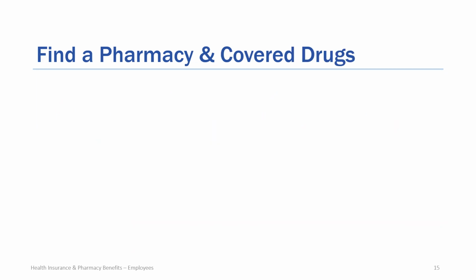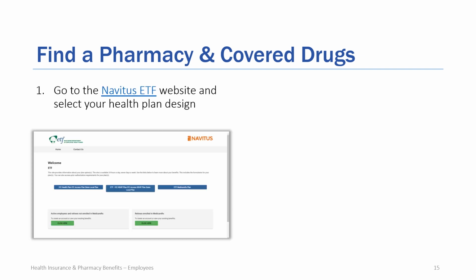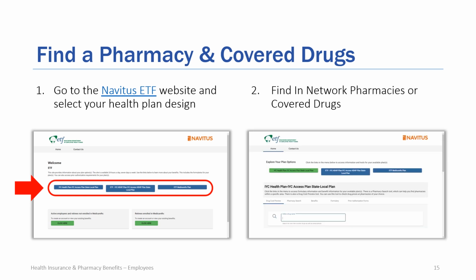You must fill your prescriptions at an in-network pharmacy. To find a pharmacy and covered drugs for your health plan, go to the Navitus ETF website. Select your health plan design. Find an in-network pharmacy by selecting Pharmacy Search from the menu. You can also find covered drugs for your health plan by selecting Formulary from the menu.